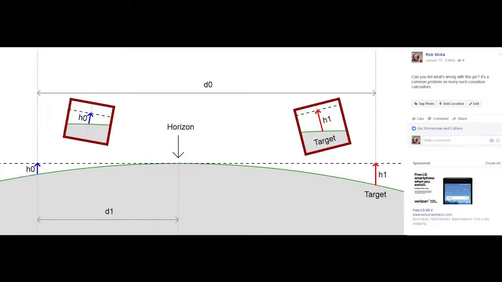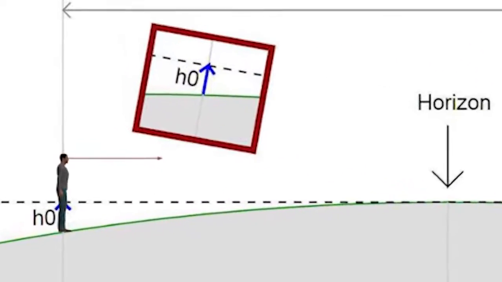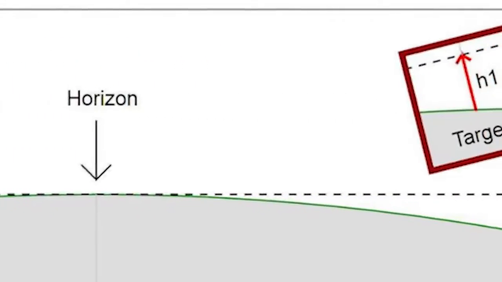You see the problem here? Look at this graphic. Look at the way they have H0 and H1. See the angles? See the problem? That would mean that the person on H1 and the target are leaning inward, which means they're not standing perpendicular to the ground. They're leaning inward.